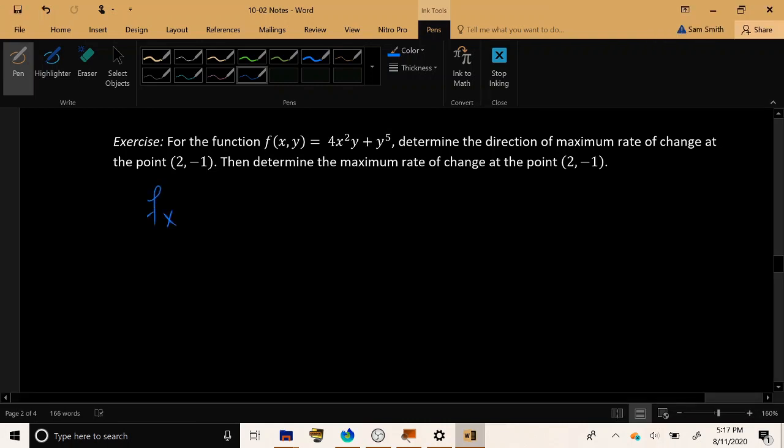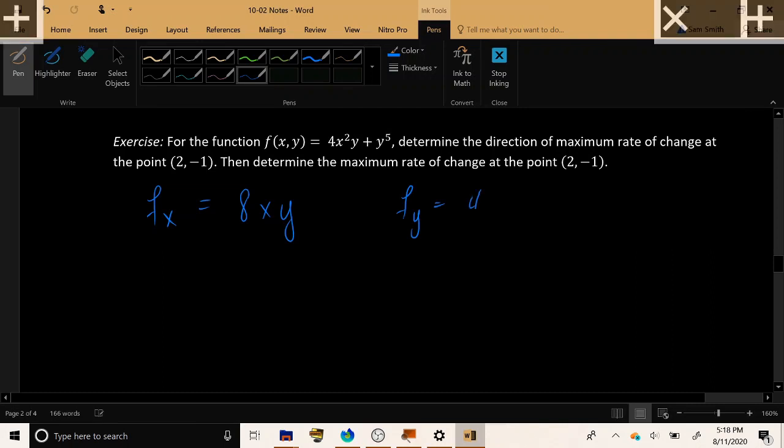So let's start there. Taking the partial derivative with respect to x, we get 8xy plus 0, because the y term vanishes. And for f sub y, applying the power rule, we get 4x squared plus 5y to the 4th power.